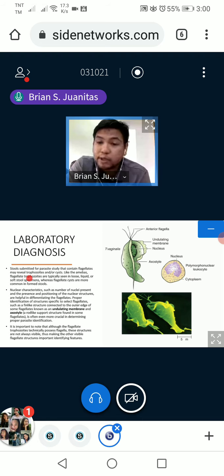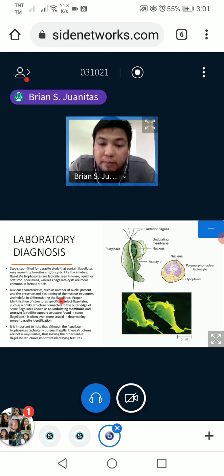Okay, so laboratory diagnosis. Basically, class same pa rin with the amoebas. Okay, so stool sample, and you can study these parasites that contain flagellates, or flagellates may reveal trophozoites and cysts on loose, liquid, or soft stool specimen. Yung trophozoite. The flagellate cyst naman class can be commonly found on formed stool sample. Okay, nuclear characteristics, okay, such as number of nuclei present and the presence of positioning of the nuclear structures are helpful in determining the flagellates.